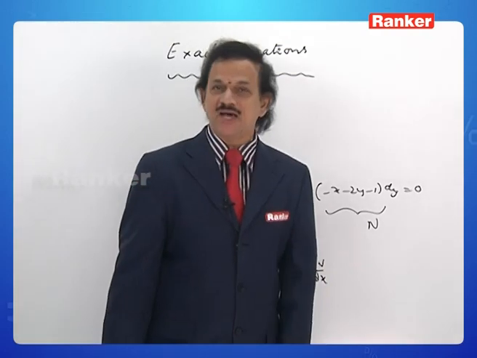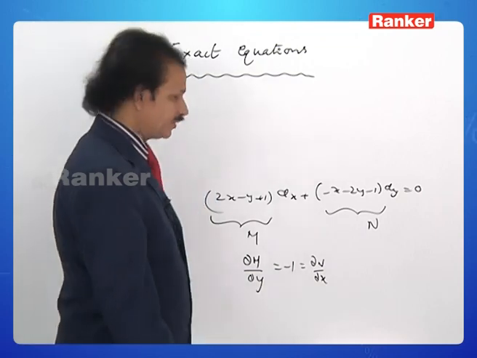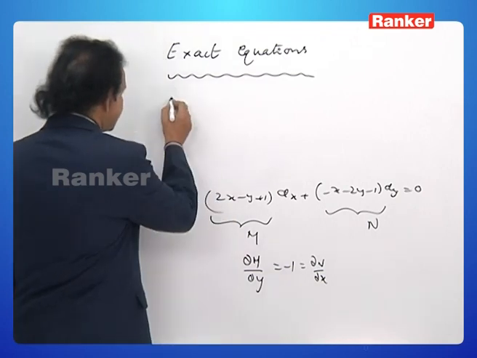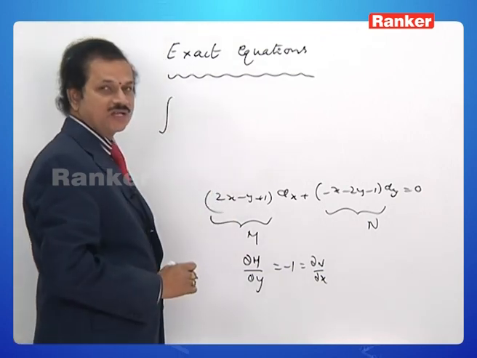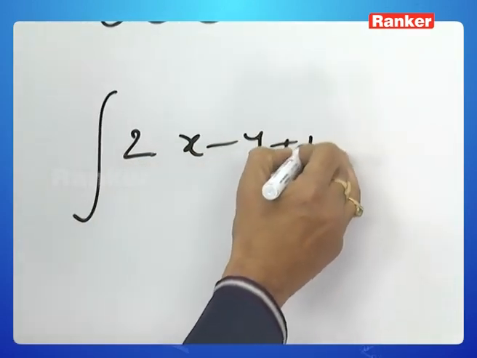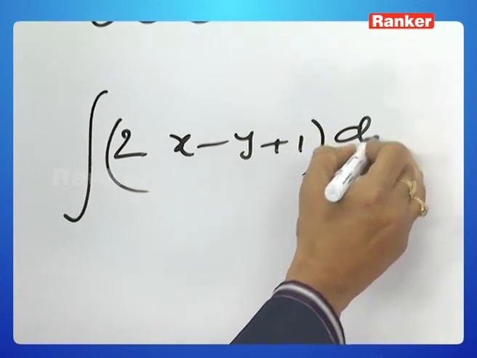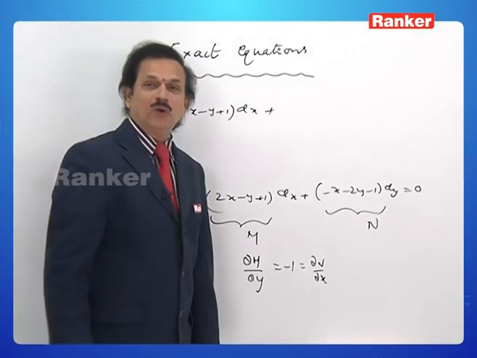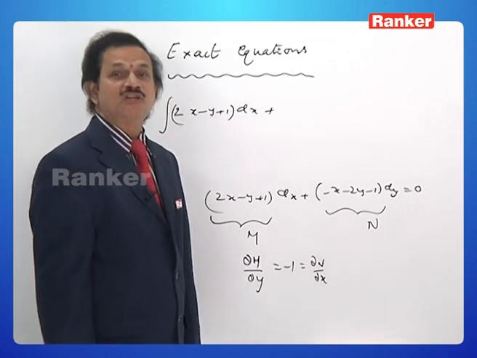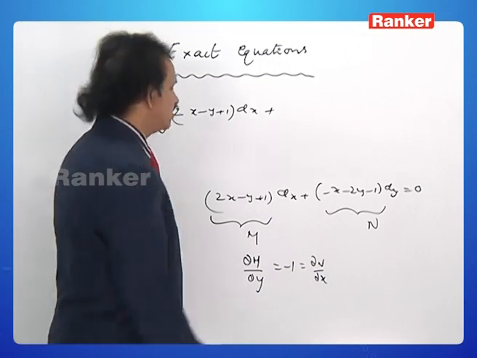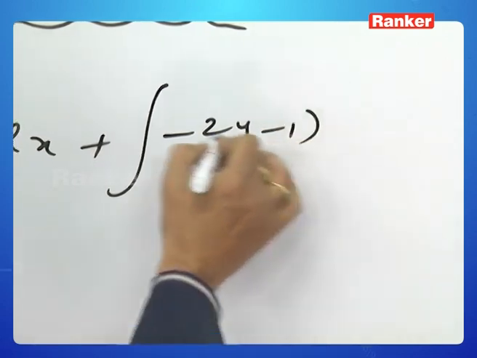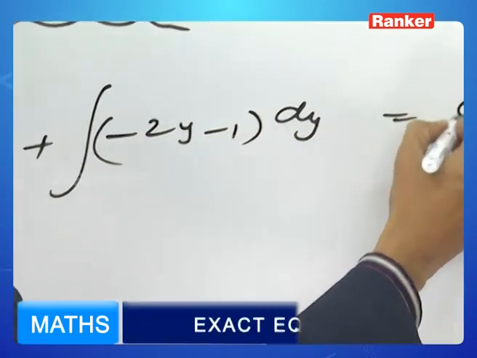Now we are to write the solution of this equation. You remember the two precautionary measures. While integrating M, you are supposed to take y as a constant, that is ∫(2x − y + 1) dx, plus N dy. While integrating N, you are supposed to take those terms which do not contain x, or are free from x. Which are they? Which are all the terms of that sort? ∫(−2y − 1) dy = c.